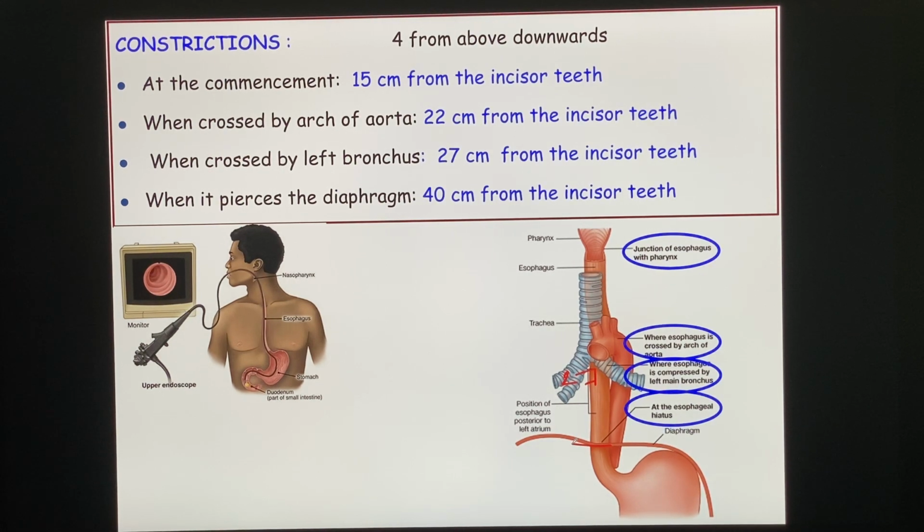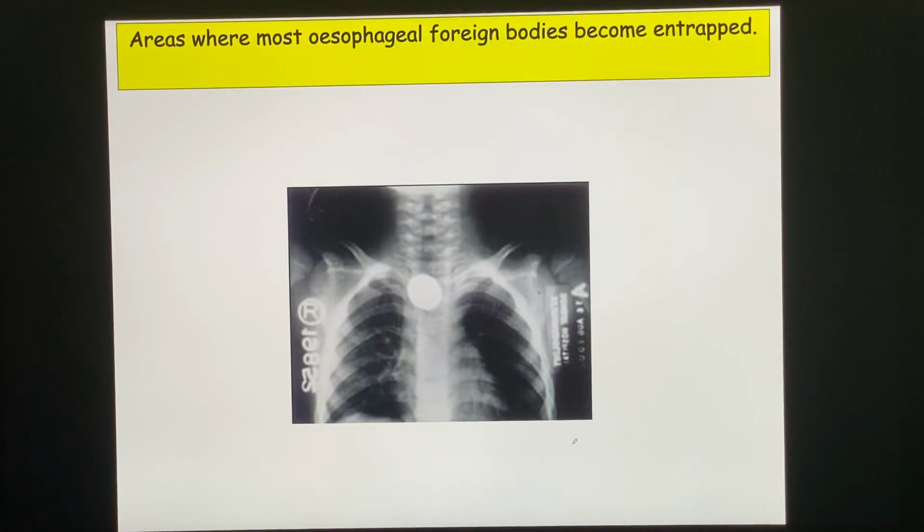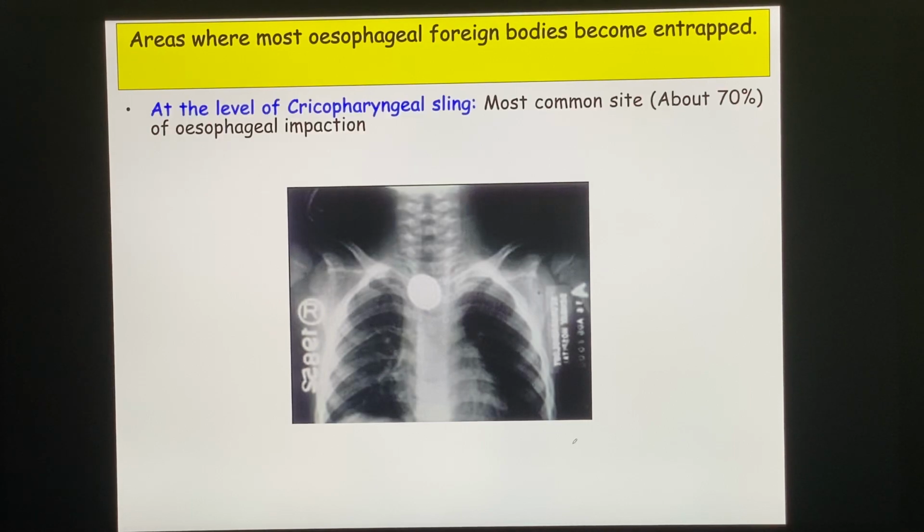So you just need to know about this. The diameter of the esophagus is not the same throughout. There are constrictions, and one has to take care when inserting the endoscopic tube. Here's an image to show you how foreign bodies can get entrapped. This is the first constriction. Where is that? Between the pharynx and the esophagus. We call it the cricopharyngeal sling.